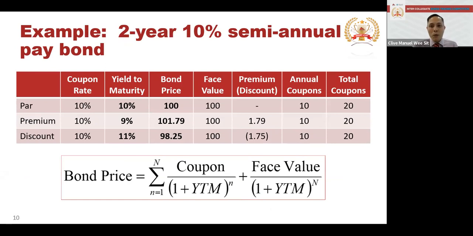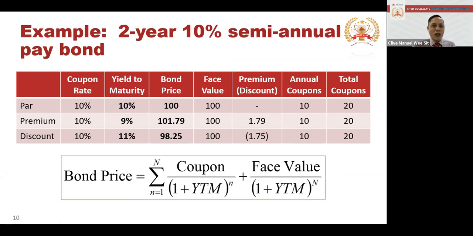So since it's semi-annual coupon paying, it's actually 5 pesos every 6 months and 10 pesos every year. So since it's a 2-year bond, we expect to receive a total of 20 coupons by the end of the investment, by the end of the second year. Now, this bond is being purchased at par, because your yield to maturity is at 10%, and it's the same as your coupon rate. So remember, when we talk about yield to maturity, this is effectively what is your rate of return, total return or effective return for holding on to this bond until maturity.